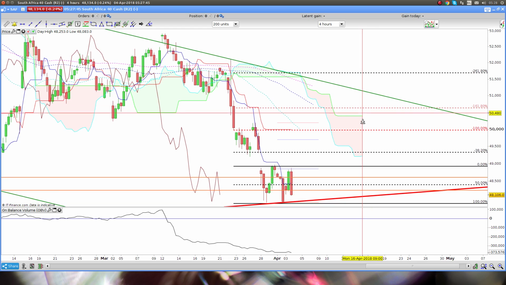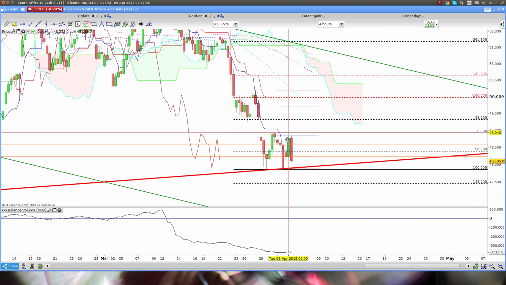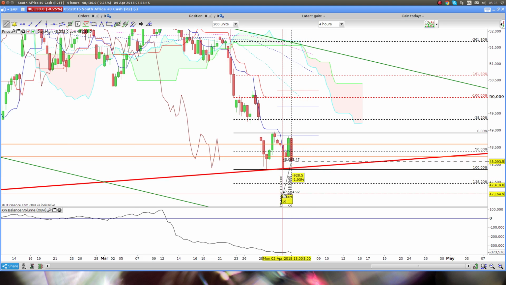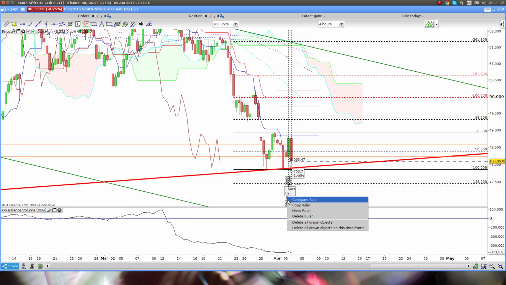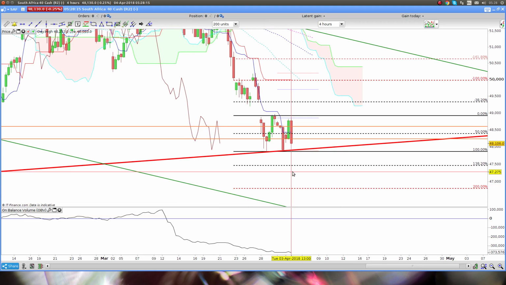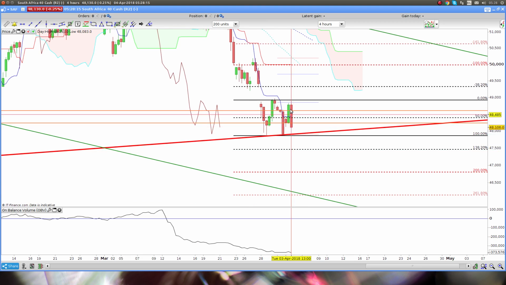So right now, my bias is for looking for a long, and I am actually long. I got in long at the close yesterday at around just right here, 48,100. So I'm long at the moment, and I've got a stop below the 138.20 extension here. So quite a wide stop, but it's a very small position. So it's not really a major loss. It's well below my 2%.